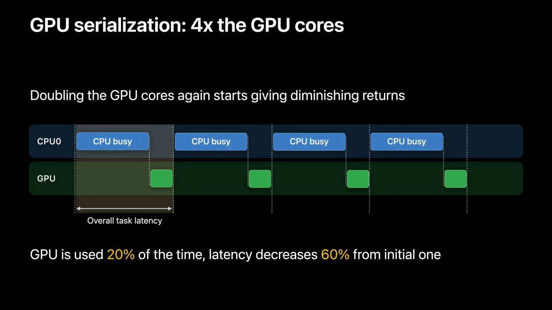If the GPU cores are doubled again, the workload is even faster on the GPU, but overall latency is reduced by only 60% compared to the original time. So GPU core scaling brings diminishing returns in such cases. This is far from ideal. Let's fix it.